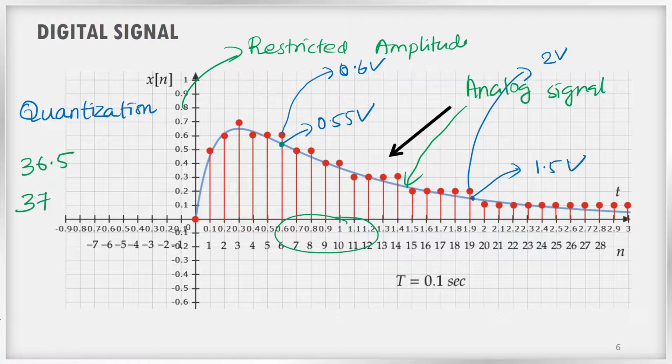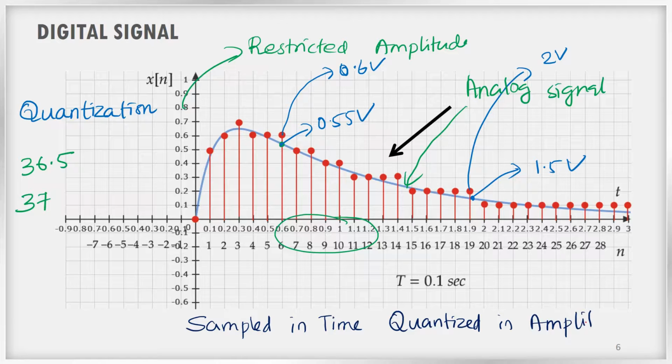So what is the definition of a digital signal? What is the important point about a digital signal? Digital signals are sampled in time and quantized in amplitude. This is the exact definition of a digital signal. We call a signal a digital signal only if it is sampled in time and quantized in amplitude. We do this process to save the storage space. Otherwise we cannot store such signals in computers and we cannot process them.